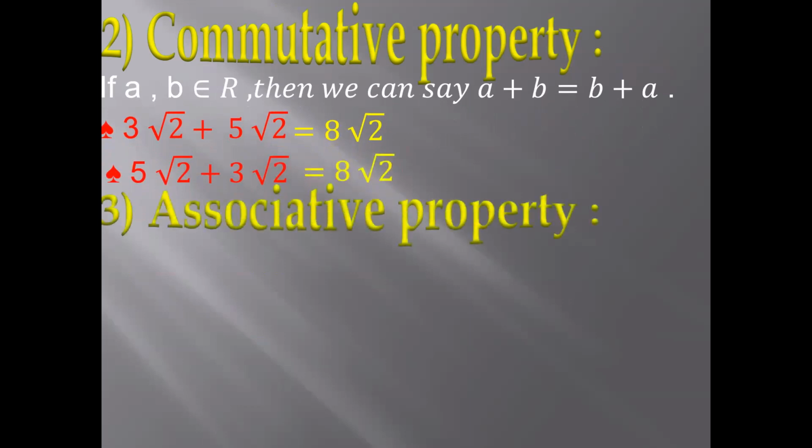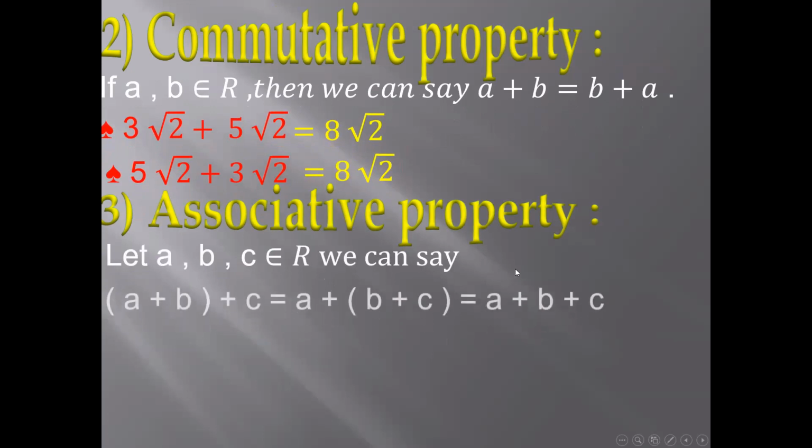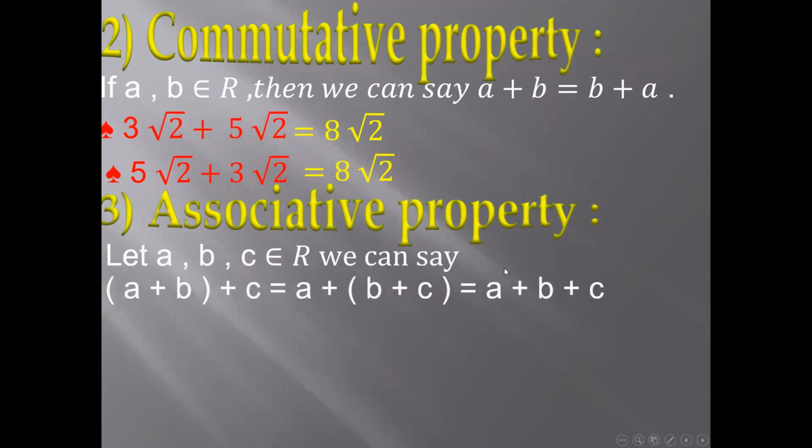Next, associative property. A, B, and C belong to R. We can say A plus B plus C: I can take A plus B between two brackets, or I can take B plus C between two brackets. They are the same. These are equal in the adding property.